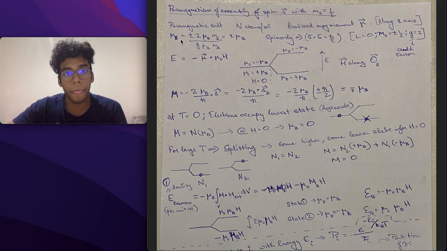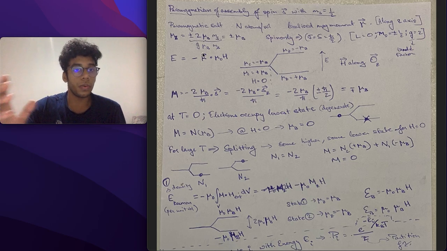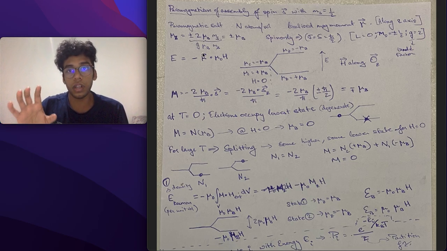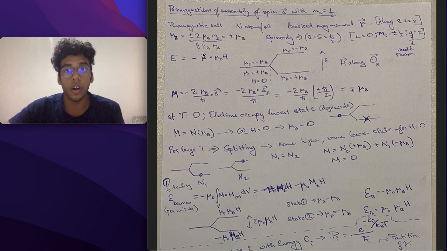Moving on, the magnetization along the z-axis is given by plus minus 2 m mu_B. So we are considering a paramagnetic salt with an atom per unit volume with a localized magnetic moment mu along the z-axis. So your magnetization is given by plus minus 2 m mu_B, right?